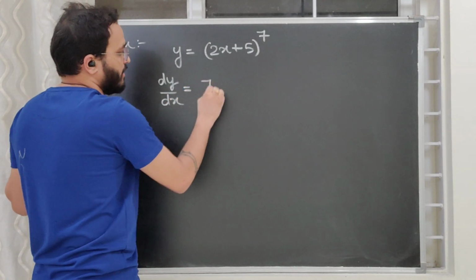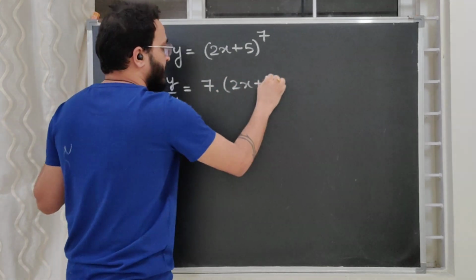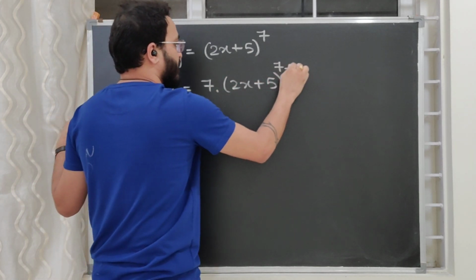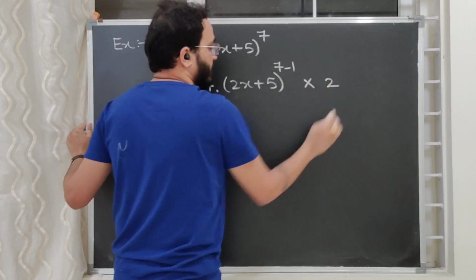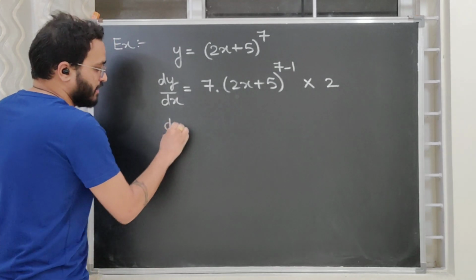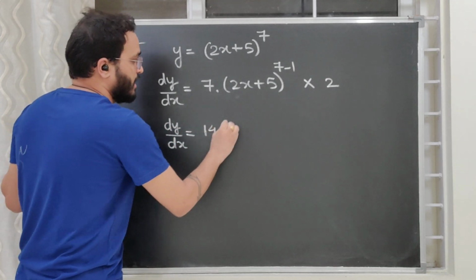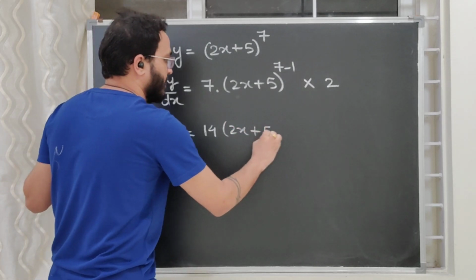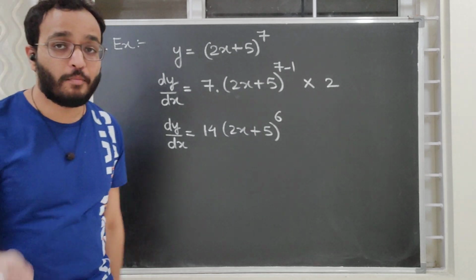We will say it will become 7, the power will come here, and it will become 2x plus 5 to the power 7 minus 1, multiplied by whatever is the coefficient here. So your final answer, dy by dx of this function, will become 14 into 2x plus 5 to the power 6. I hope it is understood.